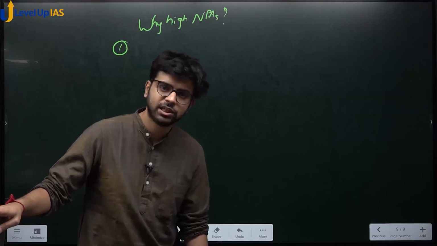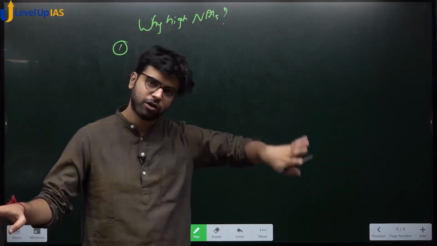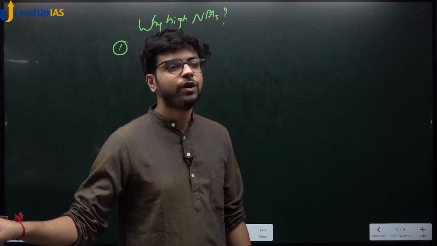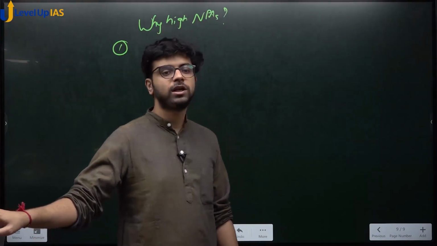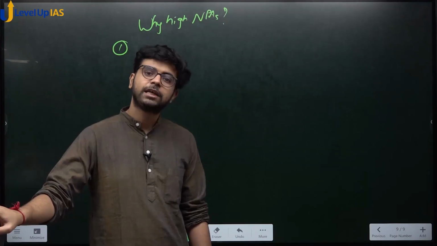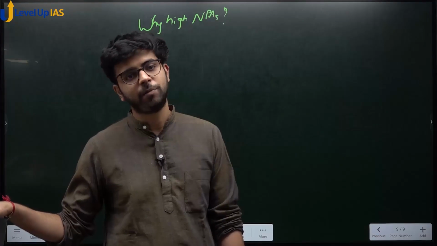When the global economic recession hit India, the world economy was going down, so the Indian economy was also going down. What kind of fiscal policy do you think was adopted? Contractionary or expansionary? Expansionary. Why? Because you want to boost the economy. What kind of monetary policy do you think RBI adopted?